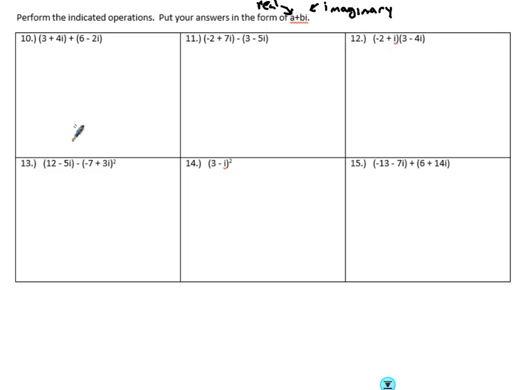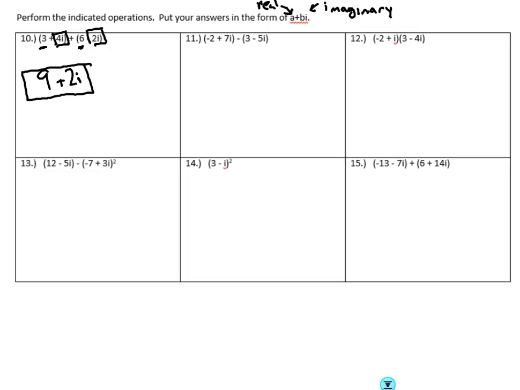When we add complex numbers together, we add the real parts together, and then we add the imaginary parts together. So 3 plus 6, that's 9. 4i minus 2i, or 4i plus negative 2i, is 2i. And that gives us the final solution.